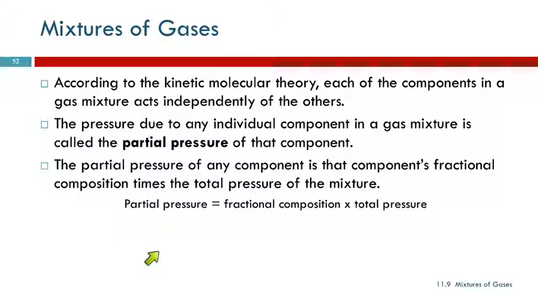The partial pressure is equal to the fractional composition times the total pressure. If gas A makes up half of the molecules, then its pressure should be half of the total pressure. If gas A is 90% of the total amount of gas, then its pressure should be 90% of the total pressure. Does that make sense? Kind of?